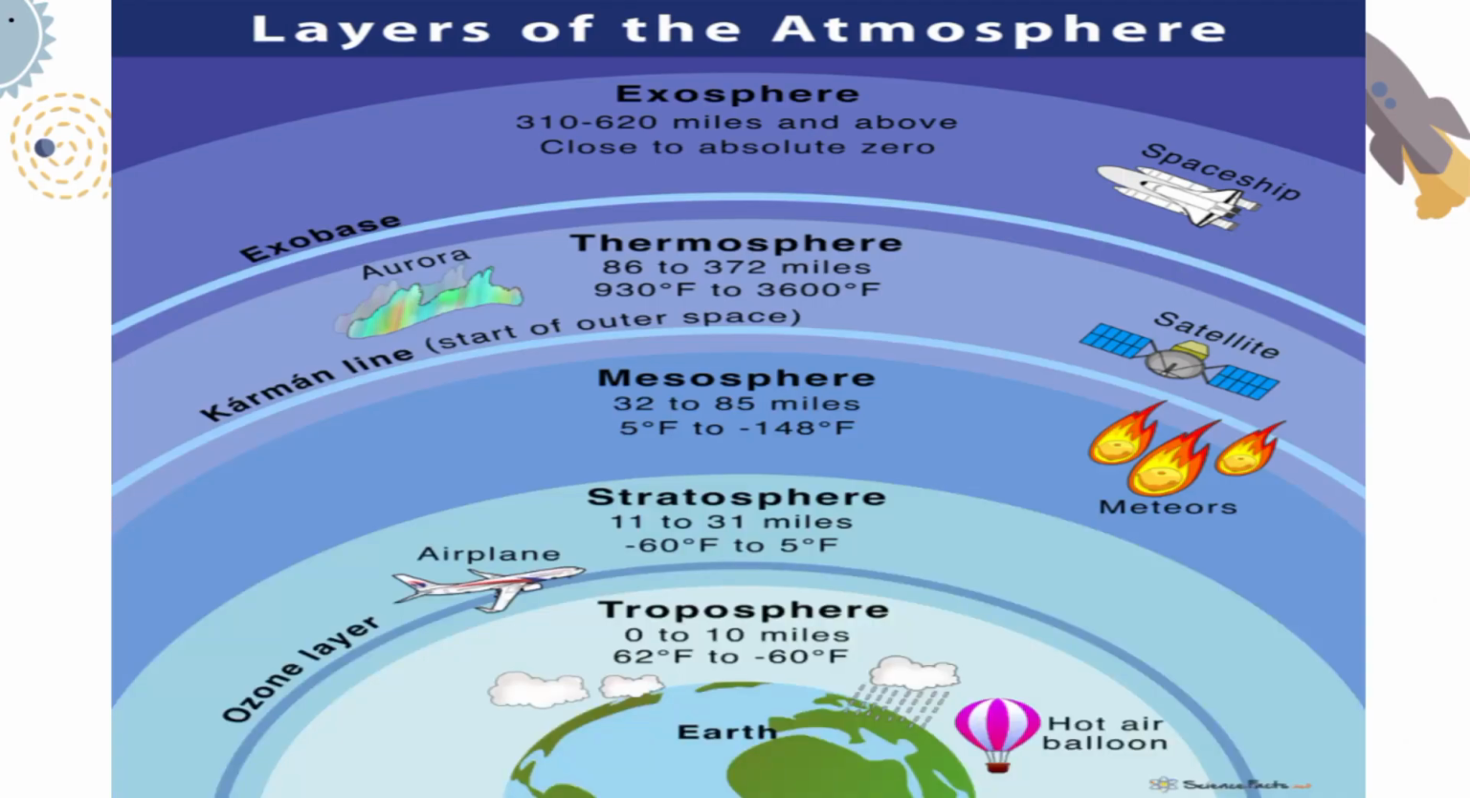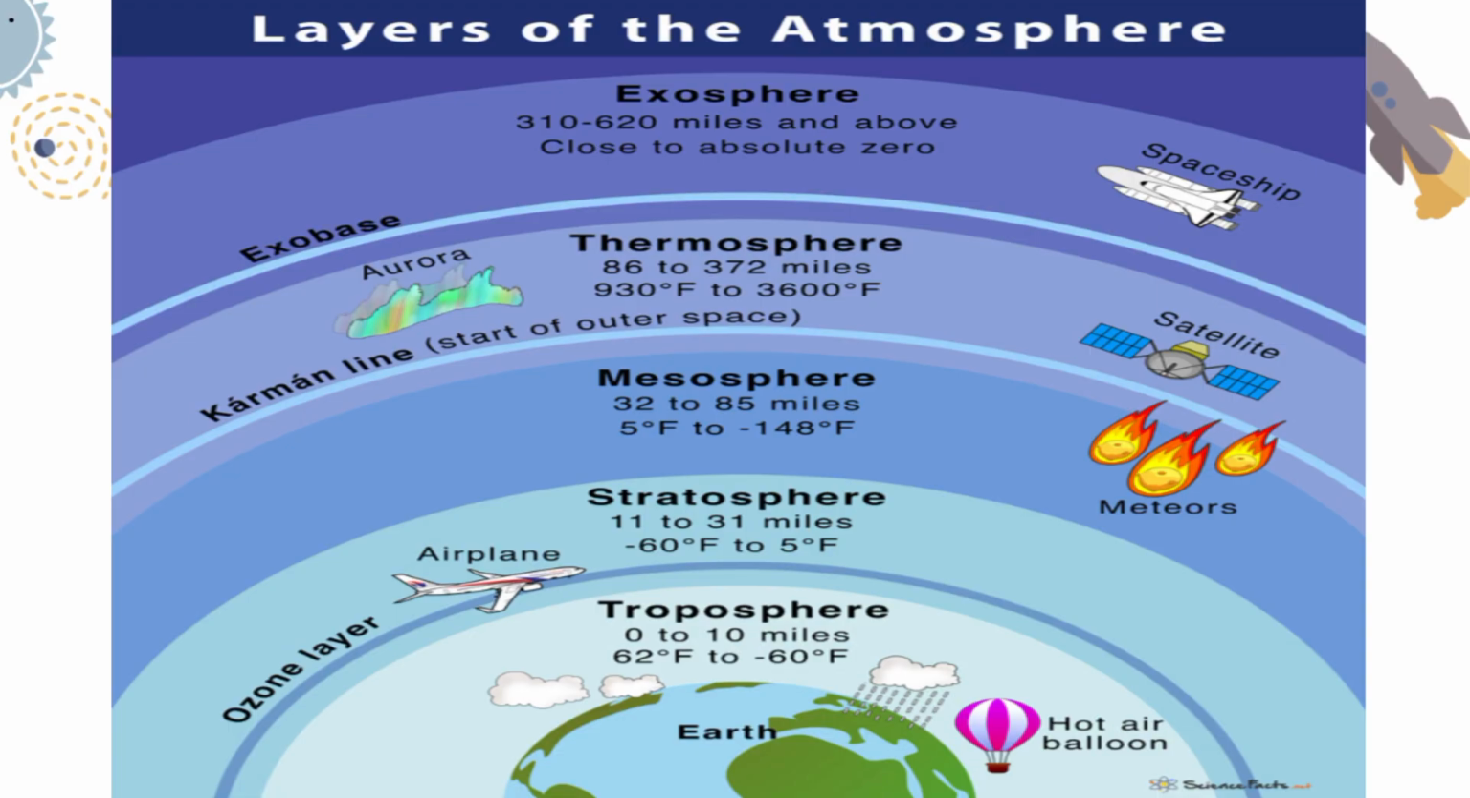Now we are having layers of the atmosphere. So in our atmosphere we are having 5 layers. First one is troposphere, then stratosphere, mesosphere, thermosphere, and last one exosphere. Now in troposphere you can see the temperature lies between 62 degree Fahrenheit to minus 62 degree Fahrenheit. And this troposphere layer is nearest to the earth surface.